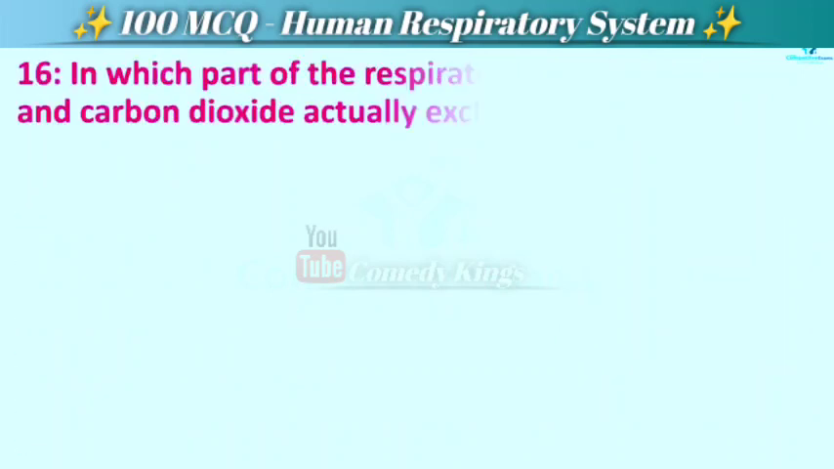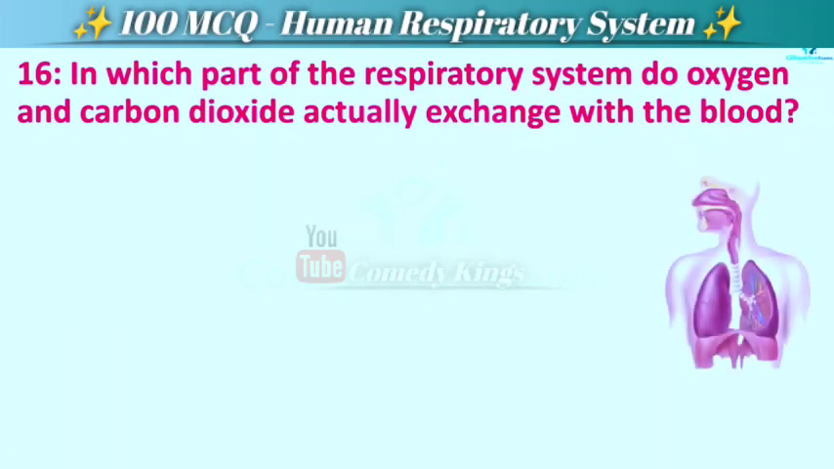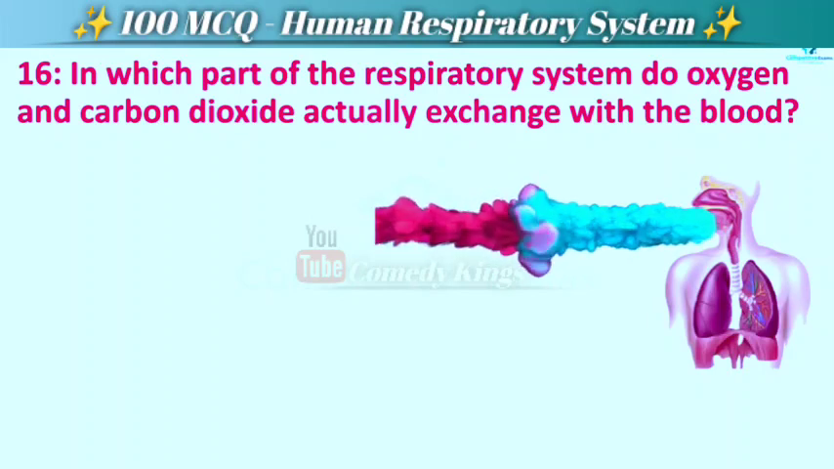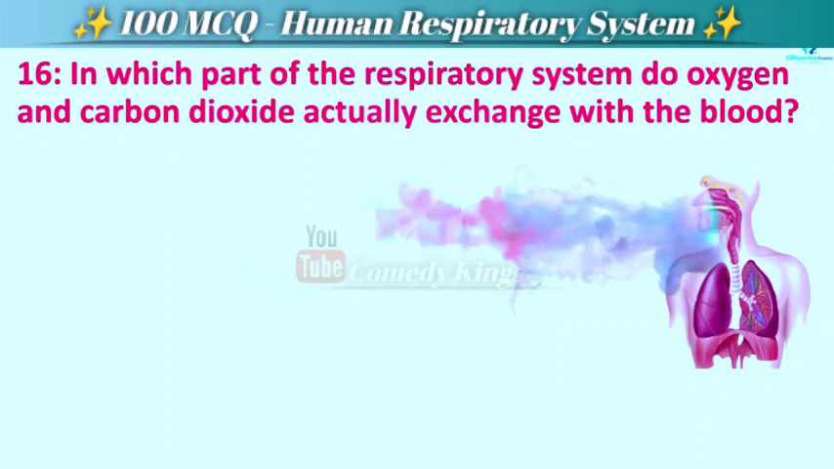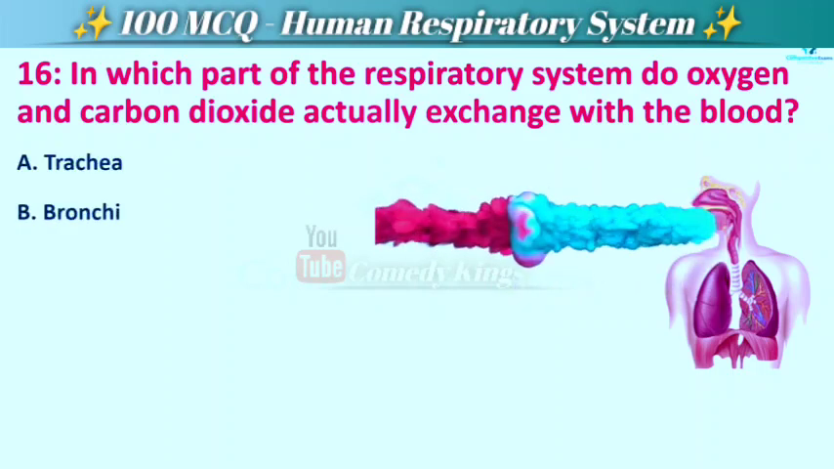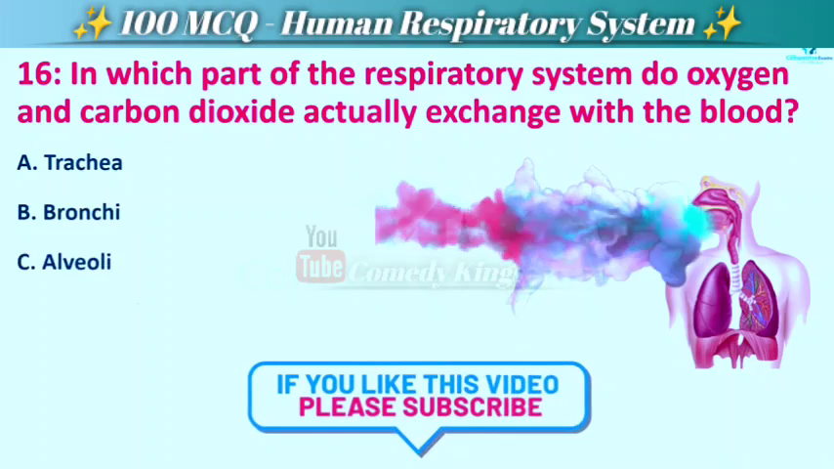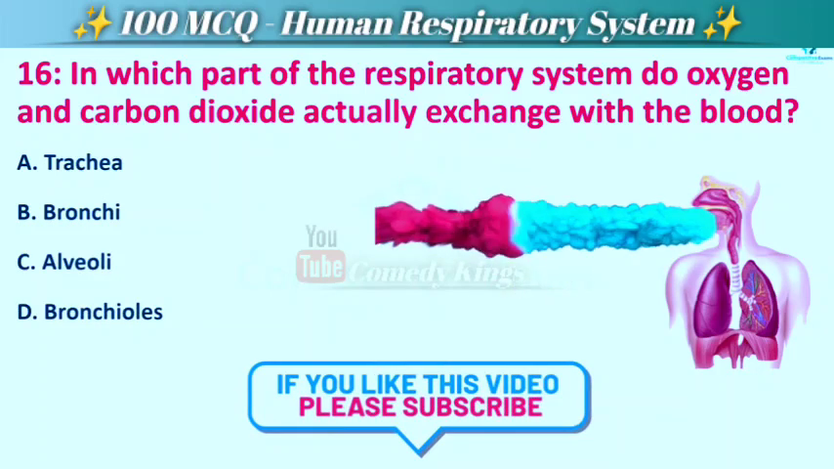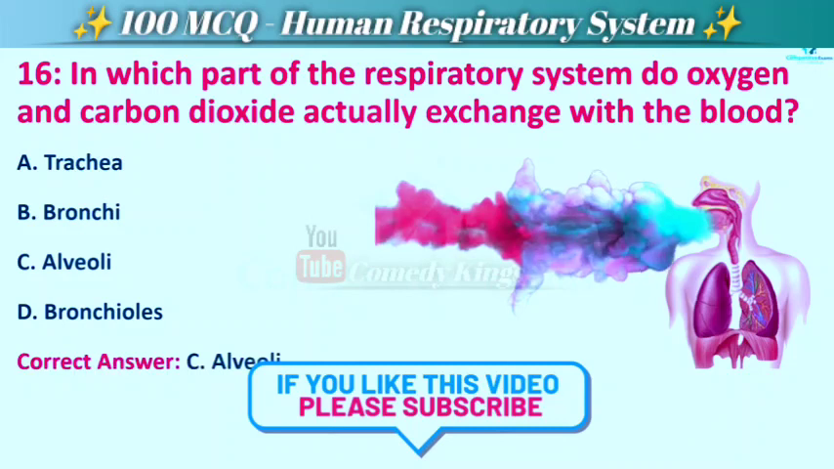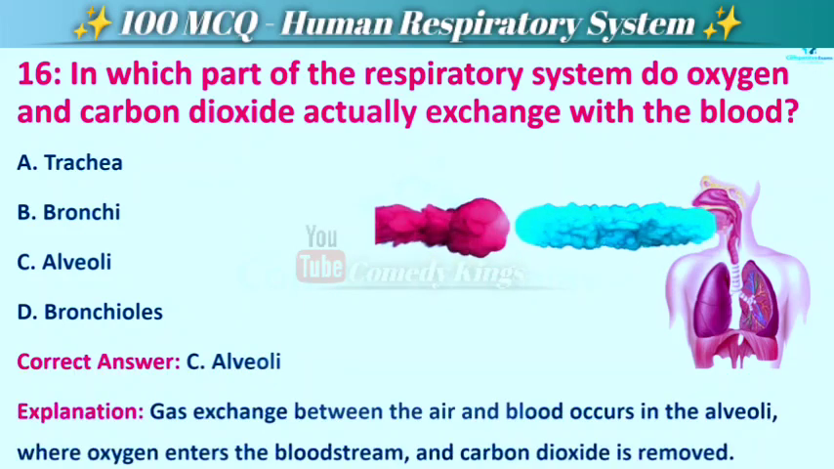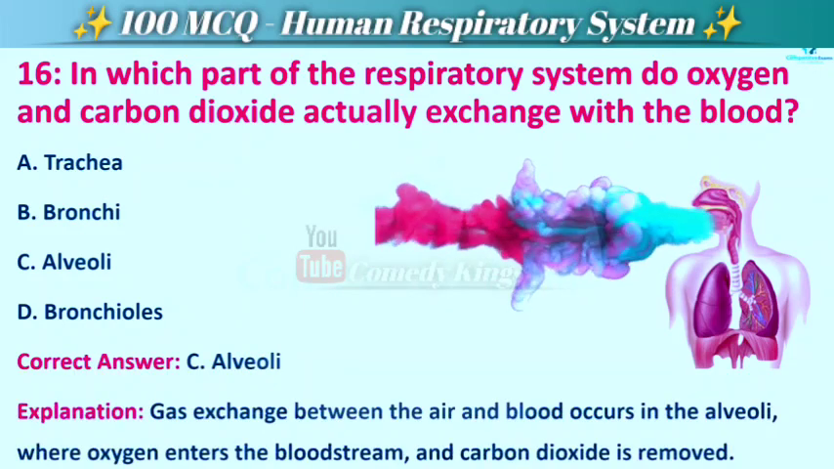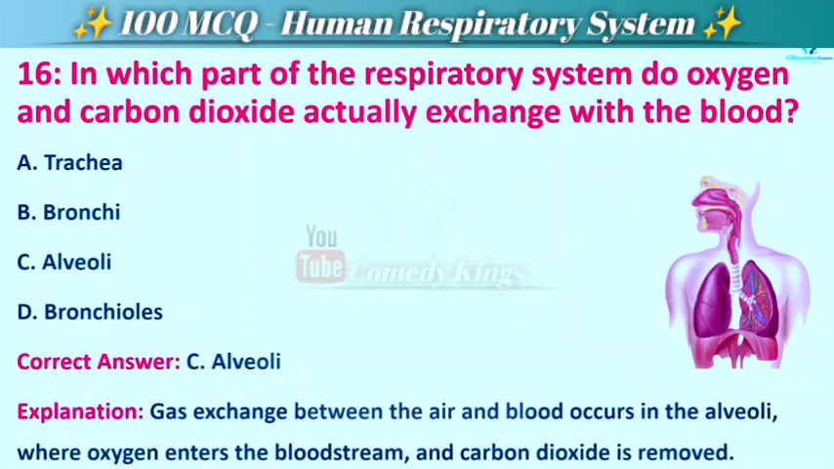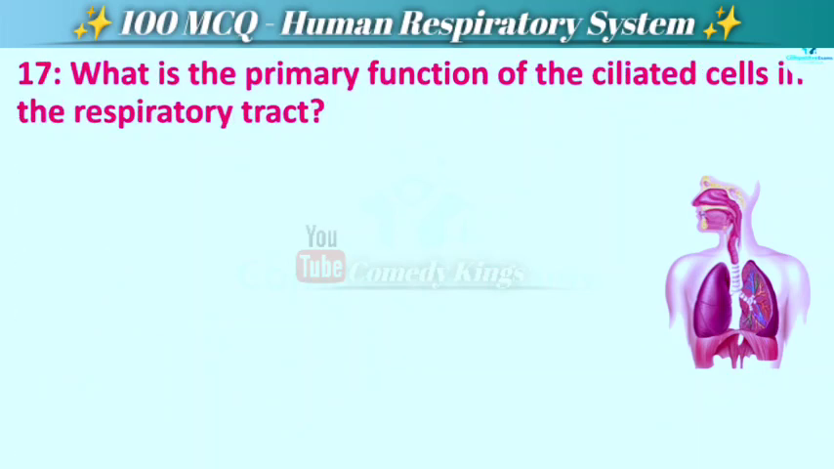Question number 16. In which part of the respiratory system do oxygen and carbon dioxide actually exchange with the blood? Your options are trachea, bronchi, alveoli, or bronchioles. The correct answer is C, that is alveoli. Gas exchange between the air and the blood occurs in the alveoli, where oxygen enters the bloodstream and carbon dioxide is removed.